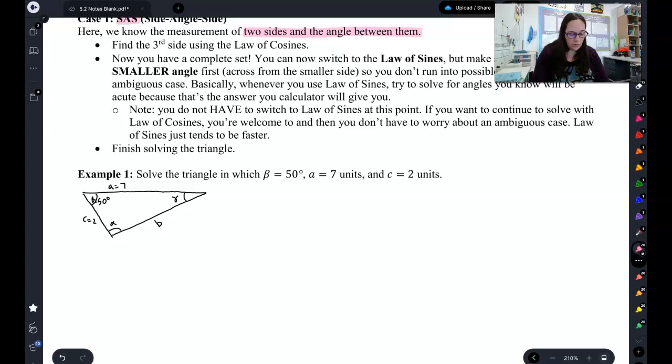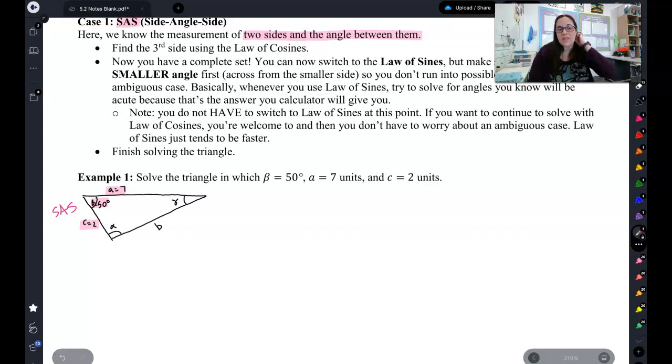So first off, notice that I have side, angle, side, 2 sides and the angle between them. And you'll notice it's impossible to find a complete set. I don't have 2 of the angles, so I can't use my 180 rule. And because I can't use my 180 rule, I don't have a complete set anywhere. So that's why I cannot use law of sines, because I don't have a complete set. So side angle side, we have to use law of cosines.